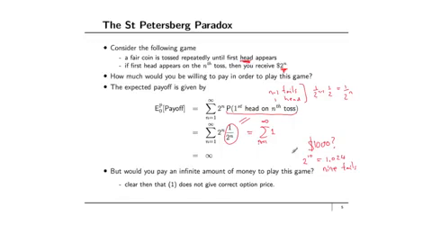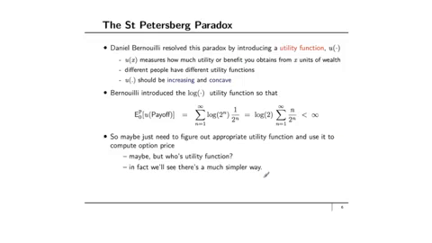So the point of this is to emphasize that the fair value of a security should not necessarily be its expected payoff. And in fact, Daniel Bernoulli, a famous mathematician, resolved this paradox by introducing a so-called utility function. The utility function has the following properties. It measures how much utility or benefit you obtain from X units of wealth. So U of X measures how much utility or benefit you obtain from X units of wealth. Different people, of course, have different utility functions.